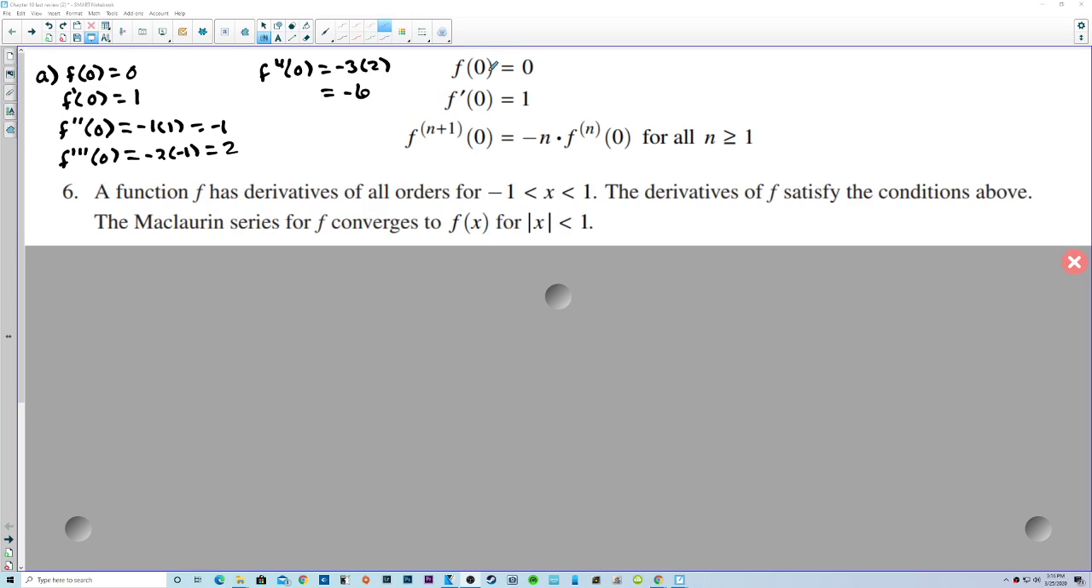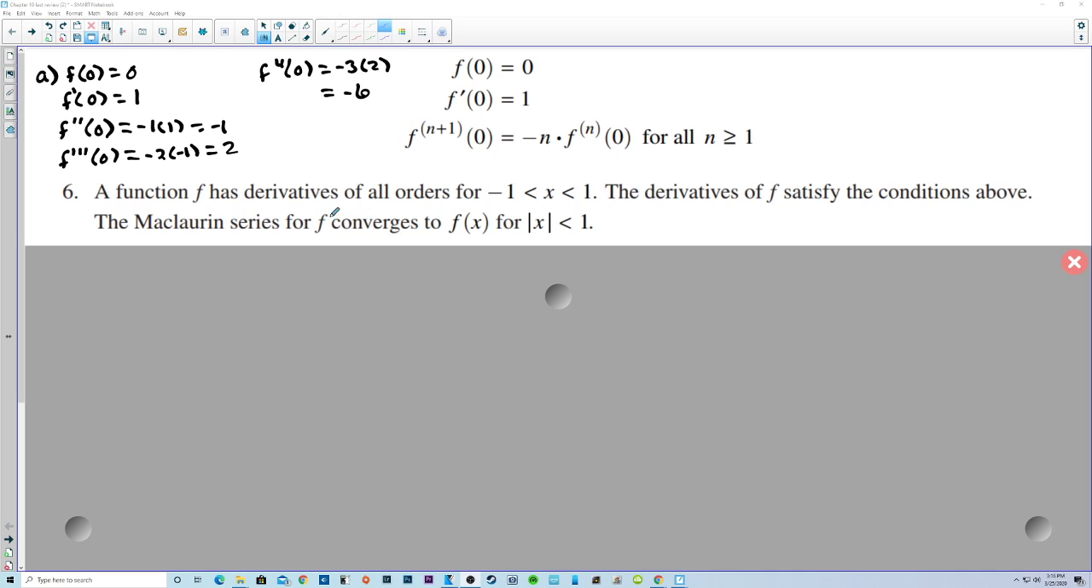Here we have f of 0 is equal to 0, f prime of 0 is equal to 1. And then we have a formula for the rest of the derivatives. So f of n plus 1 of 0 is negative n times f to the n of 0 for all n greater than or equal to 1. So number 6 here, a function f has derivatives of all orders from negative 1 to 1. The derivatives of f satisfy the conditions above.